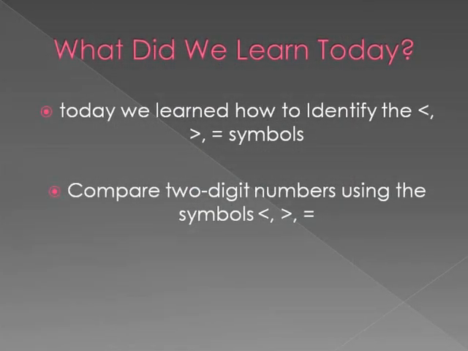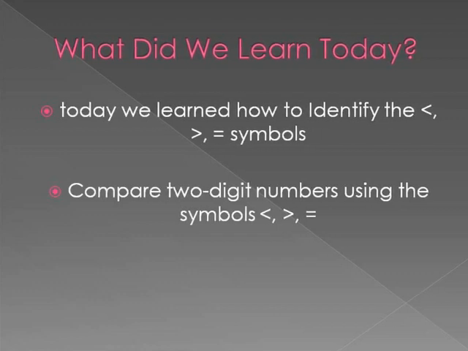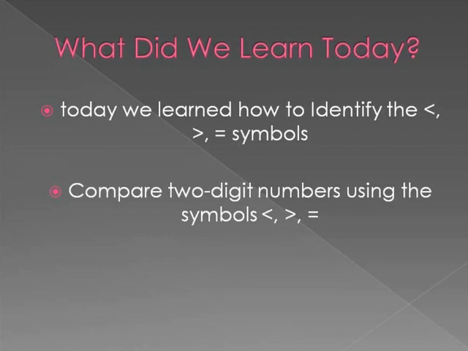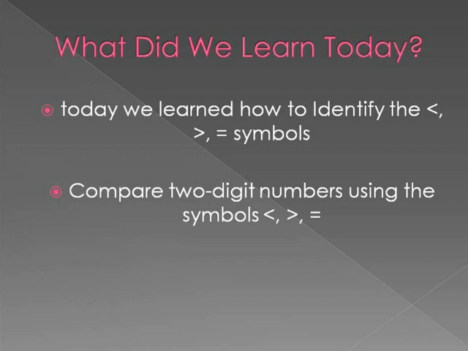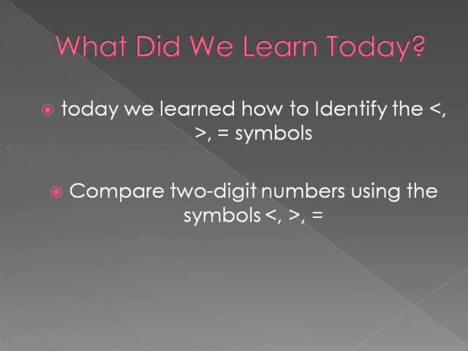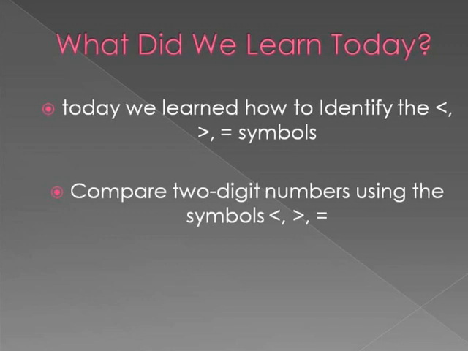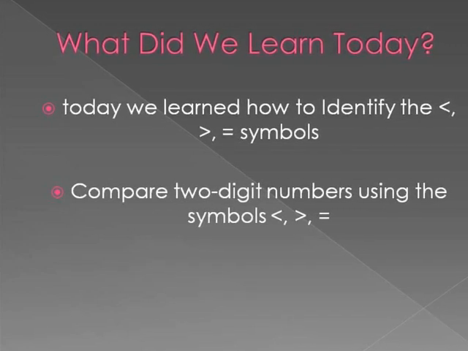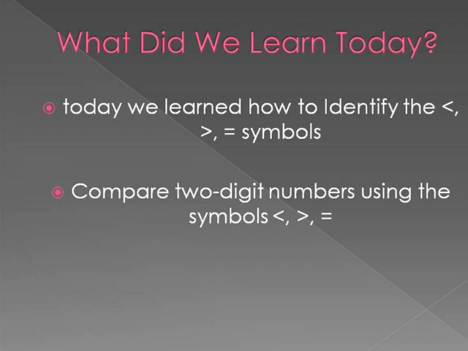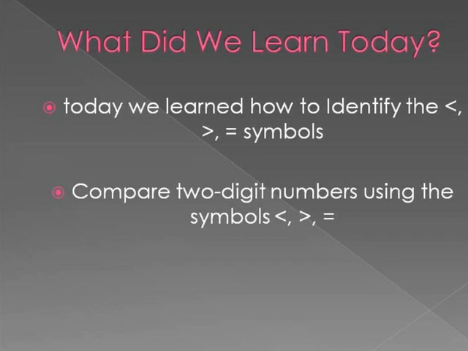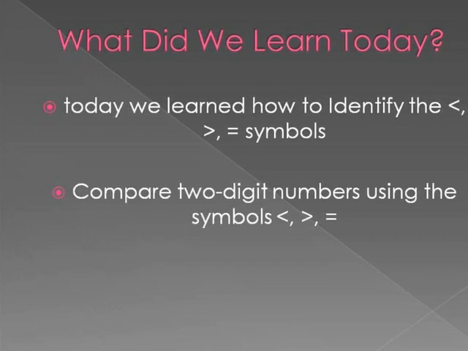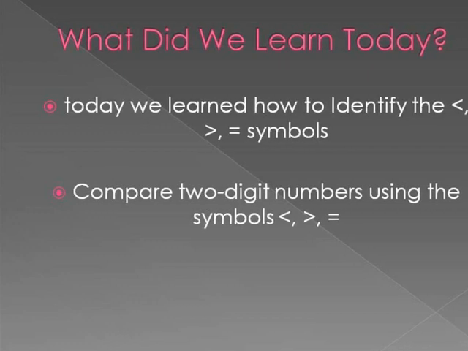All right, boys and girls, it looks like we're all done. Okay, we're going to go over what we learned today quickly. So we're going to restate our objectives. Today we learned how to identify the greater than, less than, equal to symbols. Give me a thumbs up if you had fun. Yay, I see lots of thumbs up. Great job, boys and girls. We compared 2-digit numbers using the symbols that we learned about. You all did a fantastic job.